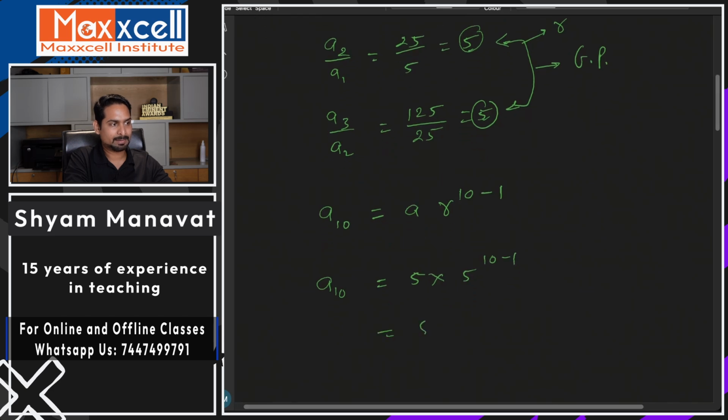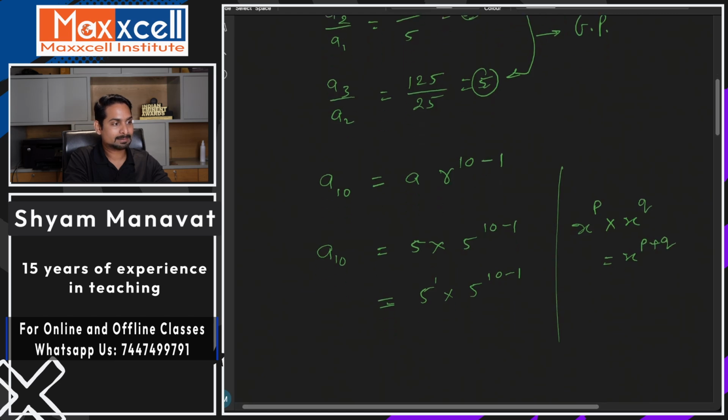Now if you apply the indices property here, which says what? In general, let me not use a because we have a here also, you might get confused. Let's say x to the power p multiplied by x to the power q will get you x to the power p plus q. Power gets added if the bases are the same. So here we can say this is 5 raised to 1 plus 10 minus 1, so basically 5 raised to 10.